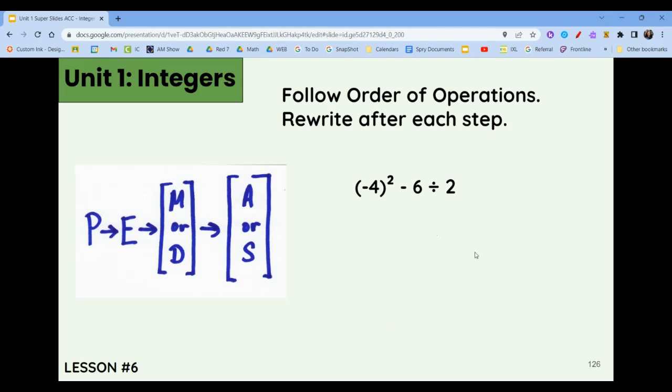All right, I'd like you guys to be very careful over here with this exponent, but please pause the video, try this one on your own, and unpause when you're ready to see the answer.